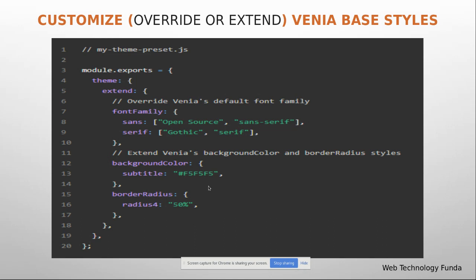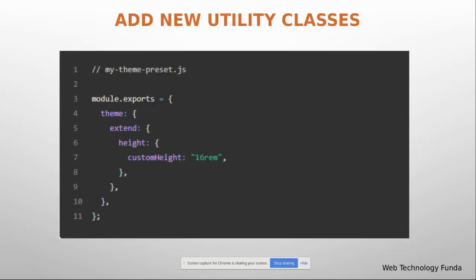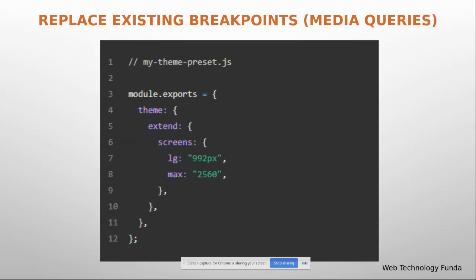Same for the Venia base style, we can override all these things in our same new config file. We can add new utilities and some more custom variables using custom values. For example, custom height, you can see here 16 rem, anything we can add in our theme file. We can replace the existing breakpoint media queries, anything that is there inside the Tailwind library, we can override that. We can add our custom things also.